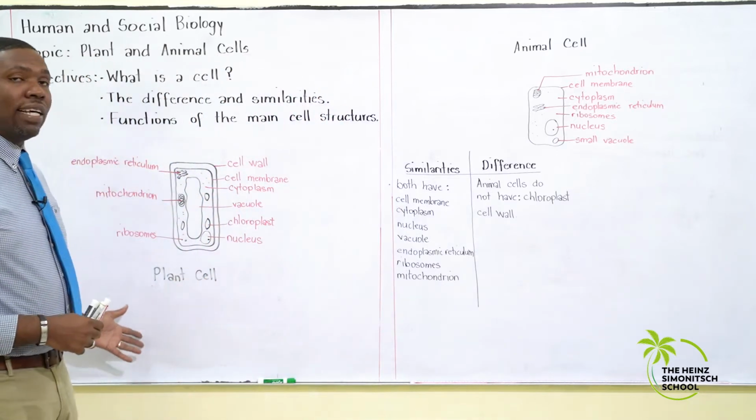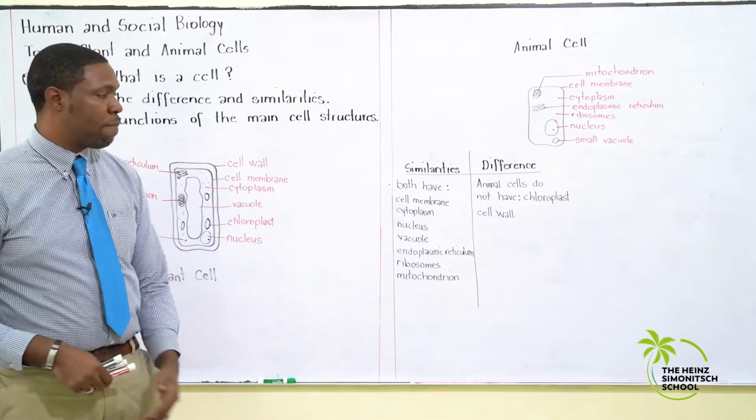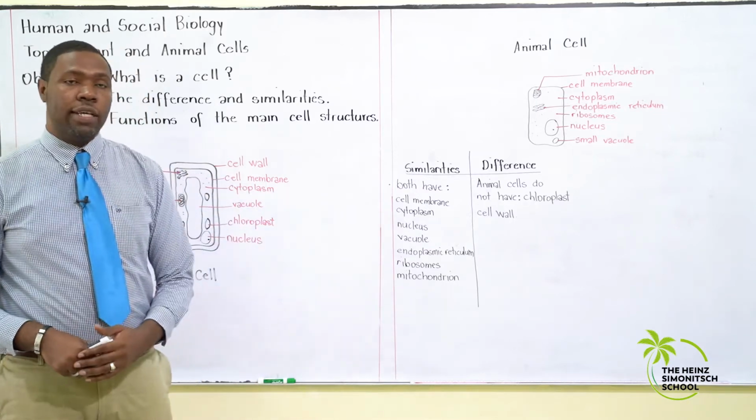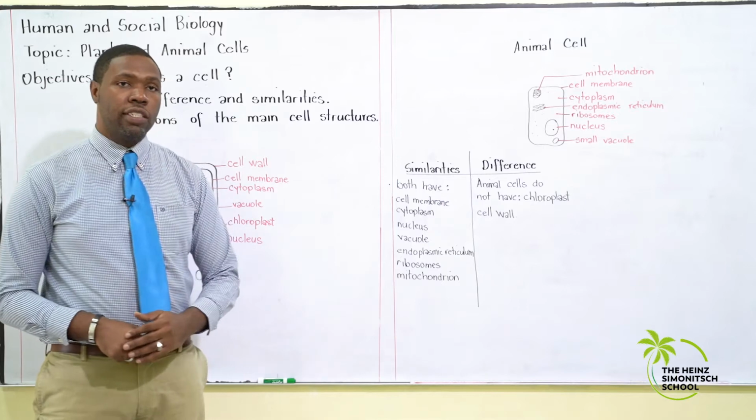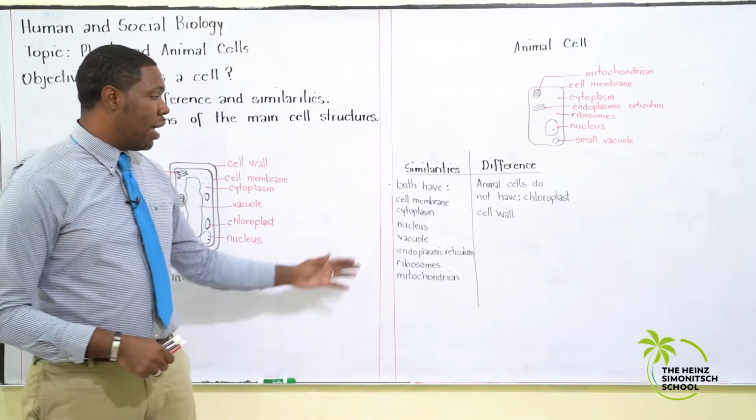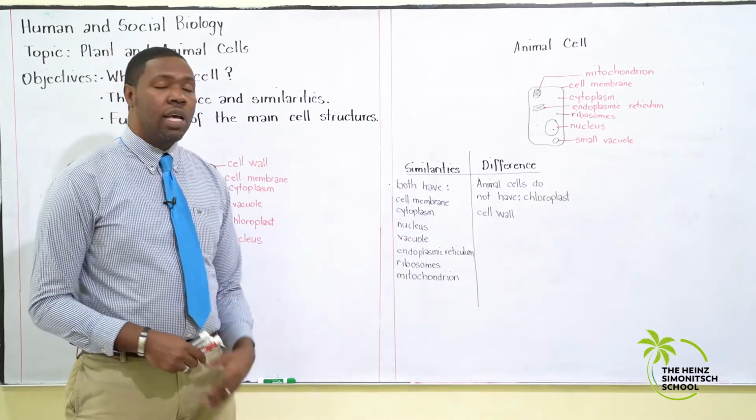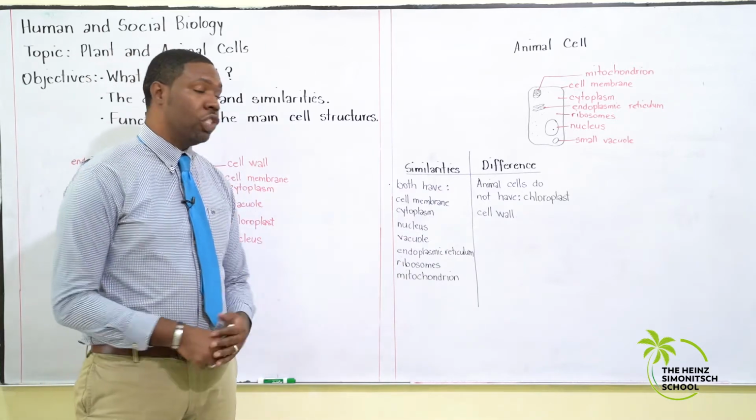Where both plant cells and animal cells have a cell membrane, cytoplasm, a nucleus. They both have vacuoles. They both have endoplasmic reticulum. They both have ribosomes, and they both have mitochondrions.